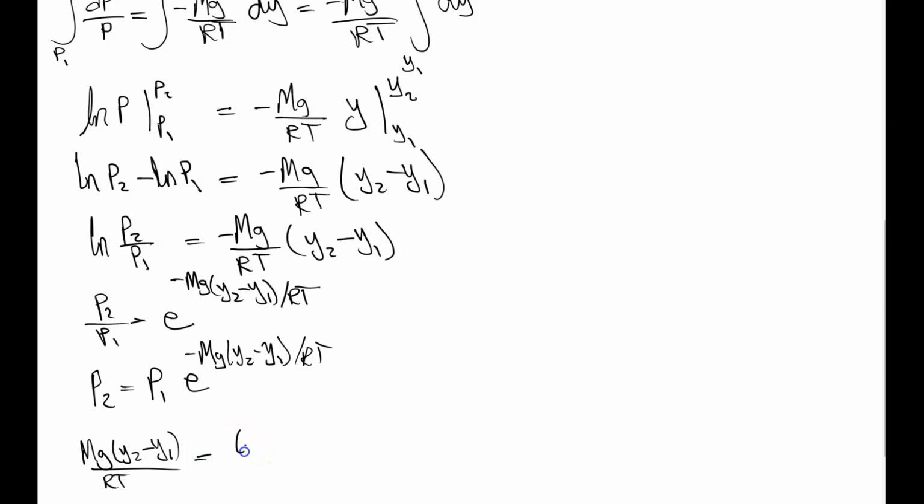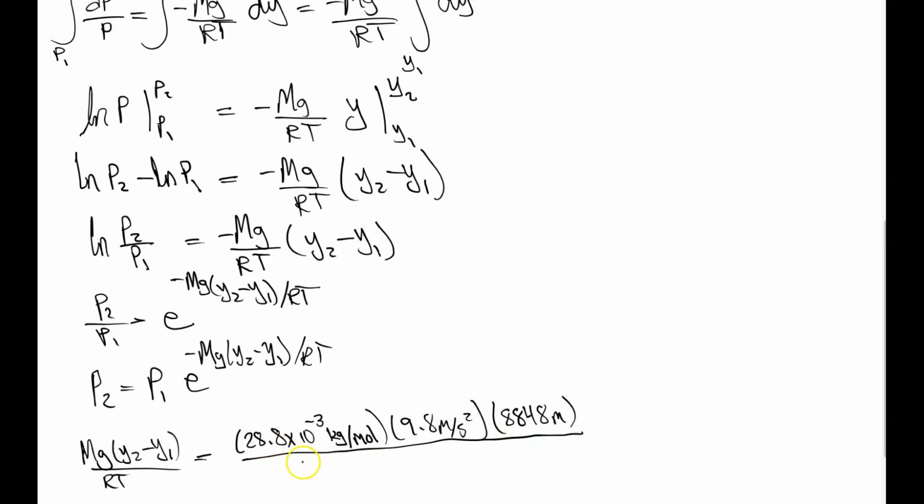The molar mass of air is 28.8 times 10 to the minus 3 kilograms per mole, times 9.8 meters per second squared, times the height difference, which is 88.48 meters, all over R, which is 8.314 joules per mole Kelvin, and the temperature is 273.15 kelvins. That gives us a value of 1.1.